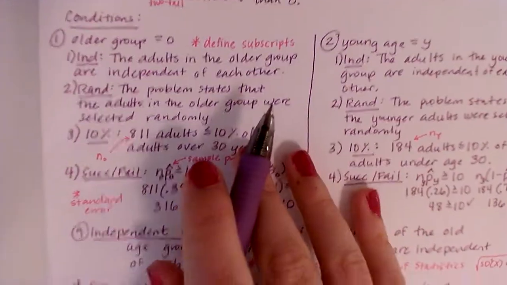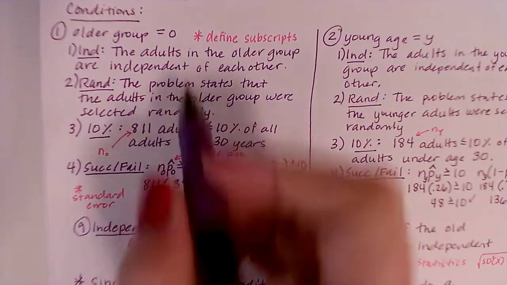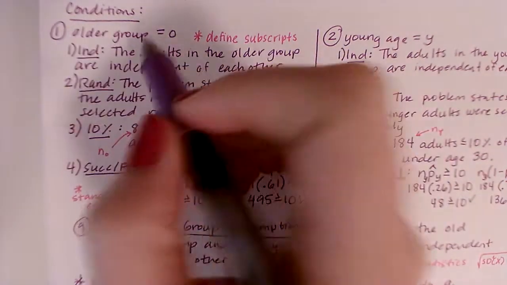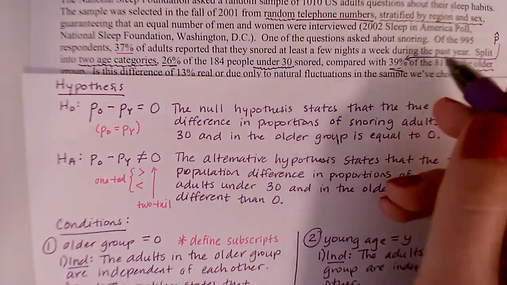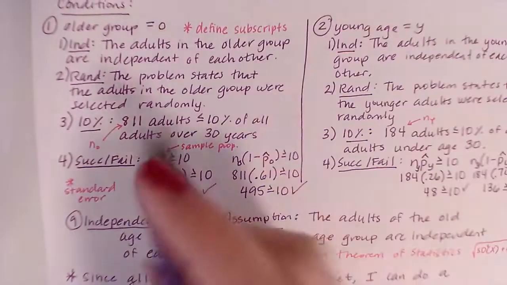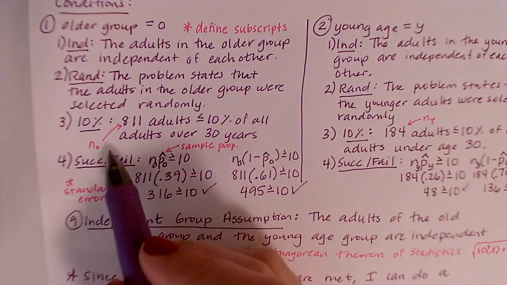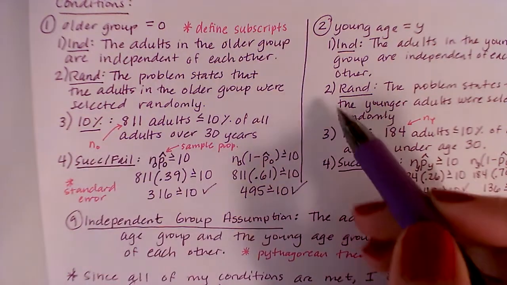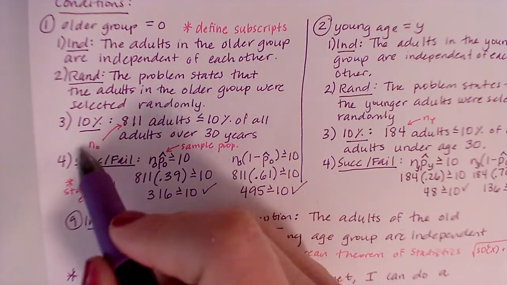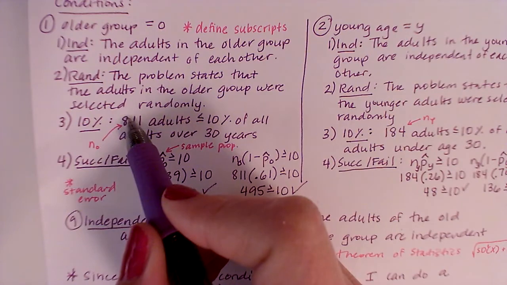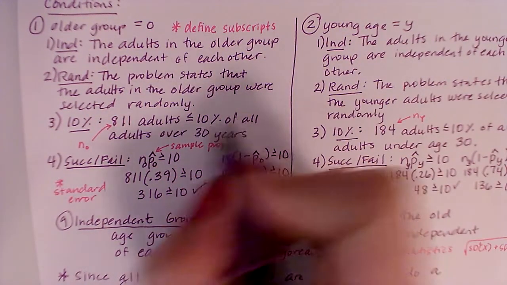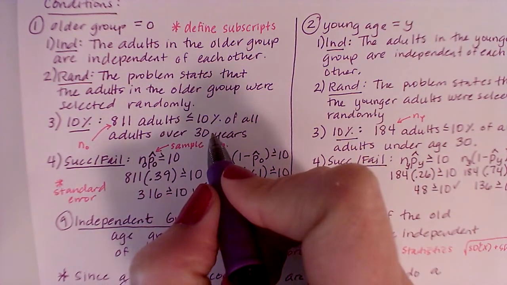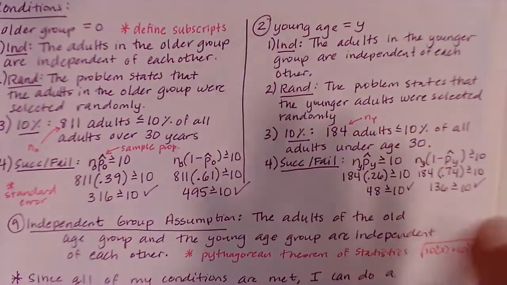And then if we come down, when we're talking about 811 adults, remember, this is all the conditions for my older age group. So this 811 I'm getting from where it talks about my sample size for the older age group, which is right here. So we're going to talk about that sample size instead of just saying N. Since we have actually two N's for this problem, we're going to say that the sample size of the older age group is 811, and that is definitely less than or equal to 10% of all adults that are over 30 years old. I could also say the same thing for the younger age group.